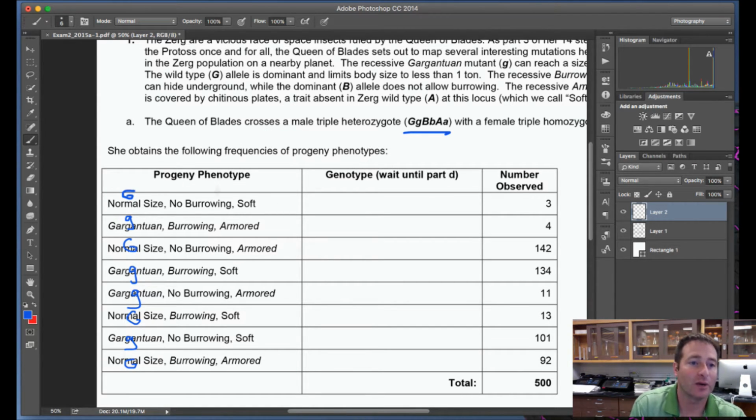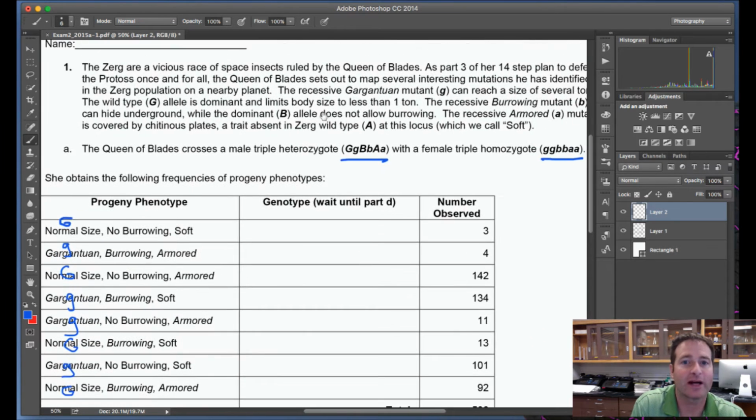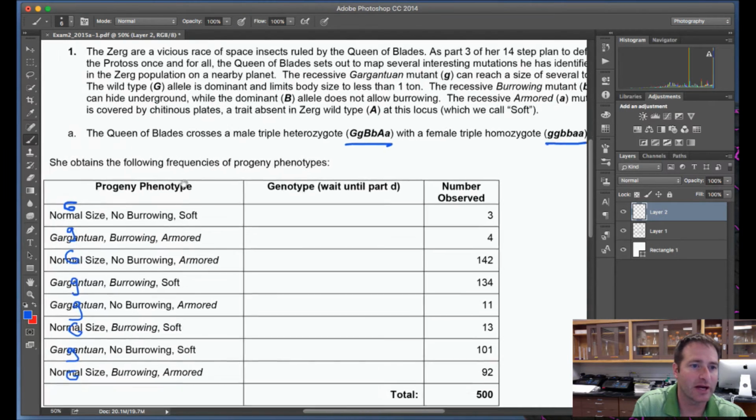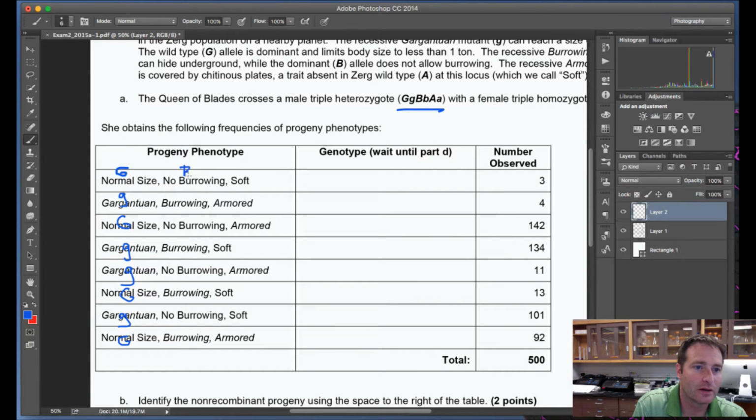So now we've got burrowing and non-burrowing. So if you go back up to the problem, you can see burrowing is recessive, little b. I usually try to follow the convention of italicizing the mutant. Dominant, big B allele, no burrowing. Okay, so let's go back down here, no burrowing, dominant, little b, dominant, and so forth. Make sure I did all those correct. Looks good. And then finally we've got the armor locus.